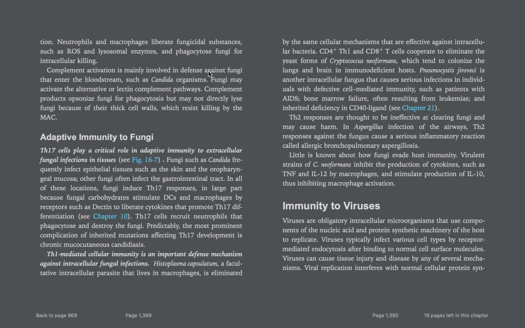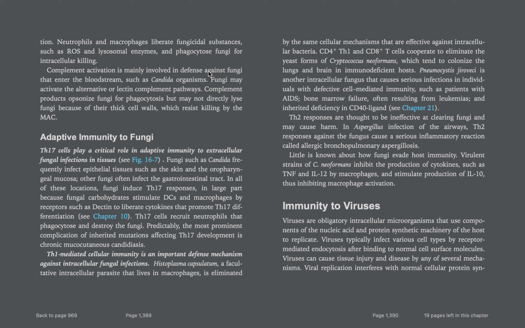Neutrophils and macrophages liberate fungicidal substances such as reactive oxygen species and lysosomal enzymes, and phagocytose fungi for intracellular killing. Complement activation is mainly involved in defense against fungi that enter the bloodstream, such as Candida organisms. Fungi may activate the alternative or lectin complement pathway. Complement products opsonize fungi for phagocytosis but may not directly lyse the fungi because of their thick cell wall, which resists killing by MAC.